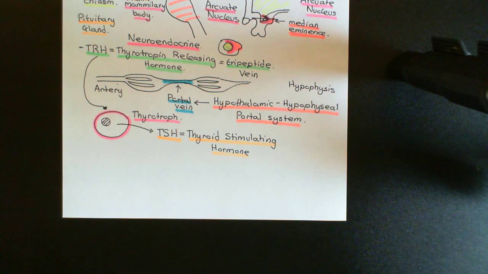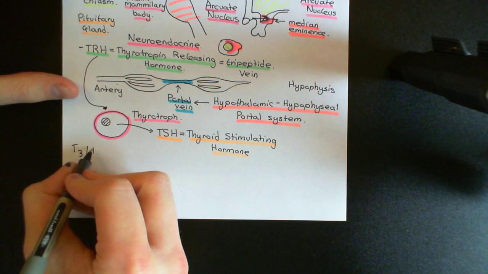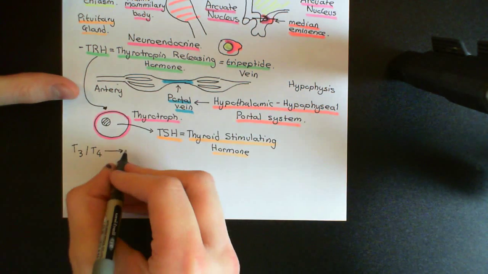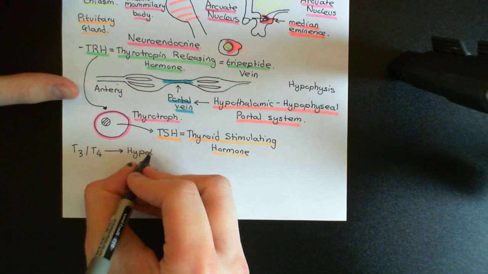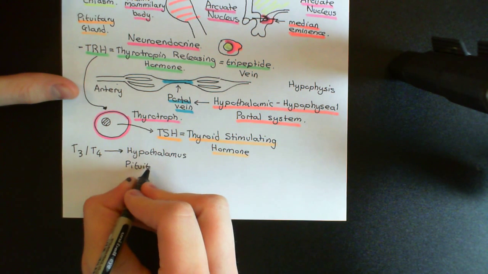i.e. to maintain a constant blood concentration of the thyroid hormone, we need the hypothalamus and the pituitary glands to be negatively feedbacking. Well, we need the thyroid hormone concentration within the blood to negatively feed back on the release of thyrotropin releasing hormone and thyroid stimulating hormone by the hypothalamus and pituitary respectively. So what's going to happen is T3 and T4 are actually going to go up into the thyrotrophs and also up into the neuroendocrine cells in the hypothalamus.